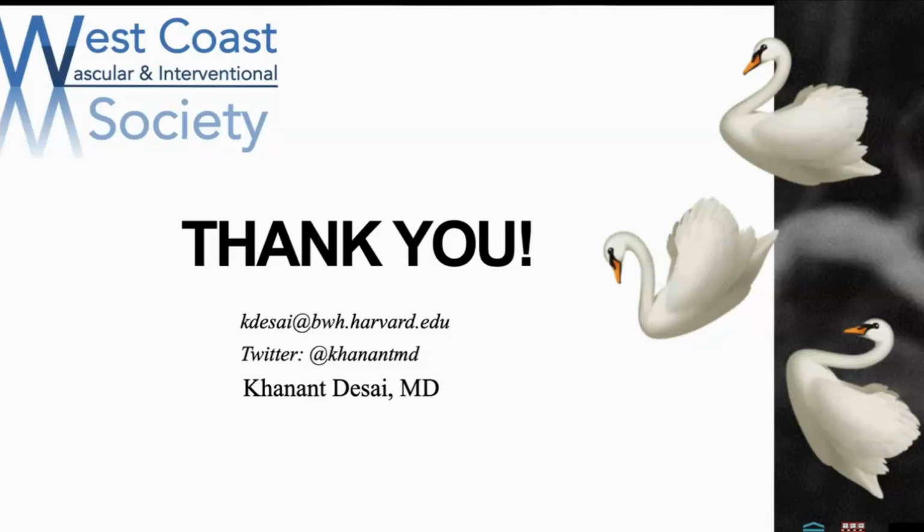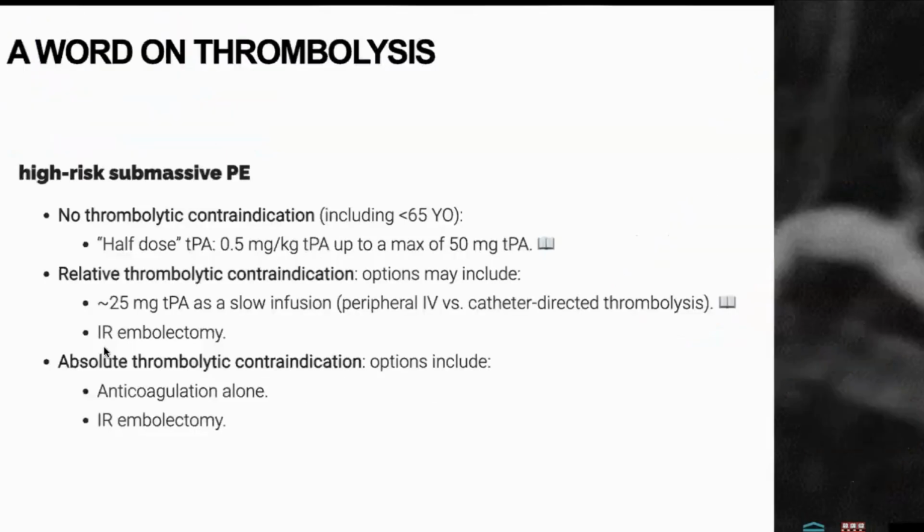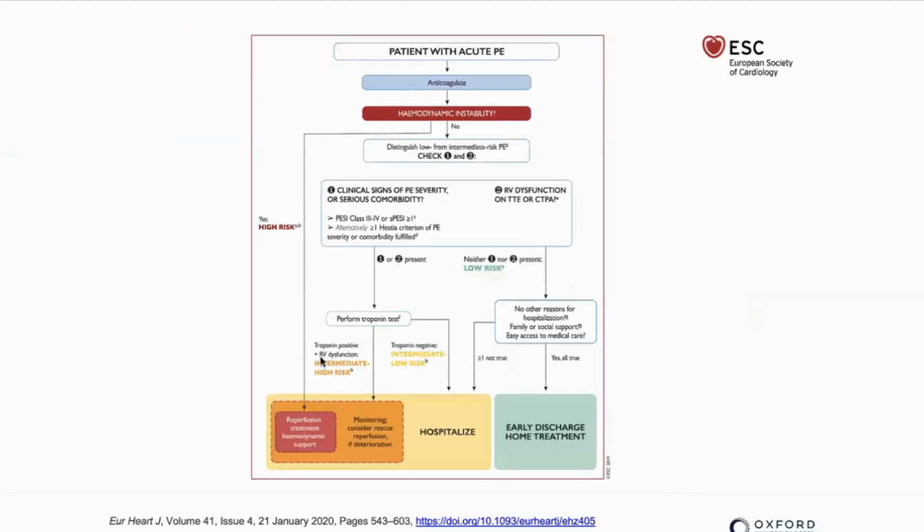I had a question myself. Are you routinely drawing a BNP or a troponin on any of your PE patients? Let me actually go back to this algorithm right here. So a BNP is a great question, right? So what does a BNP tell us? A BNP essentially just tells us, is there dilation of the chambers of the heart, namely the right atrium, right?